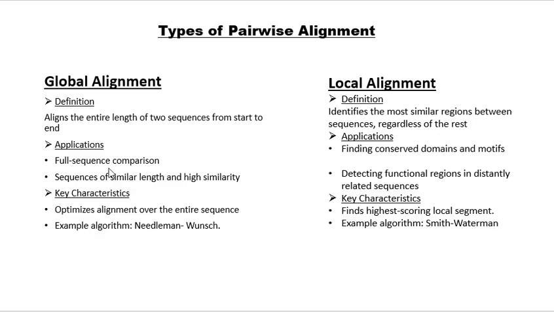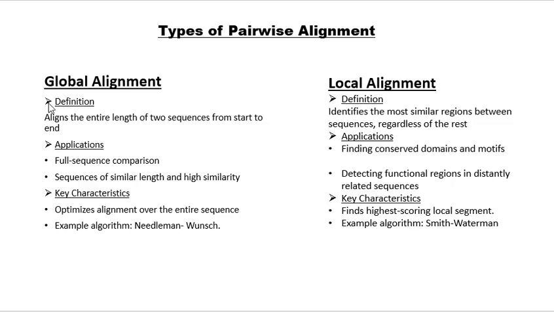An application of global alignment is full sequence comparison, of sequences of similar length and high similarity. In local alignment, applications are finding conserved domains and motifs, and detecting functional regions in distantly related sequences.